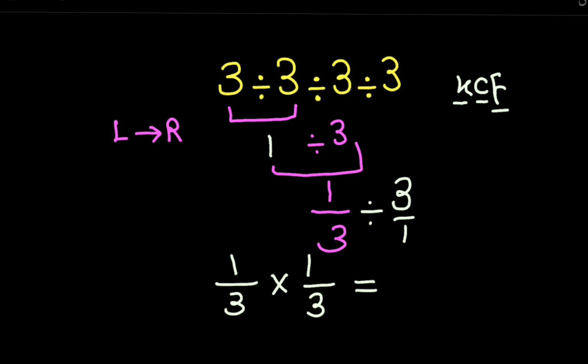Now the final answer is 1 times 1 gives us 1, and 3 times 3 gives us 9. The final answer is 1 over 9.